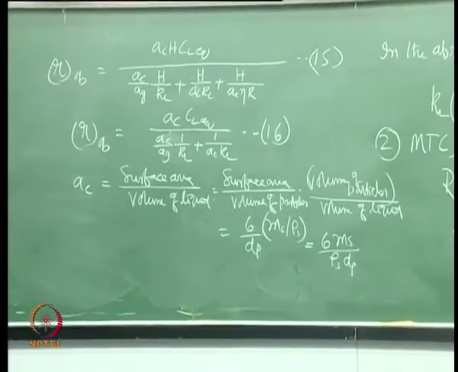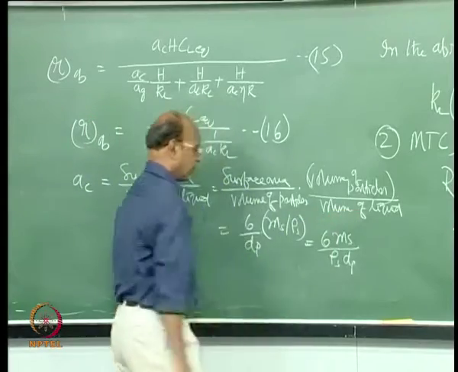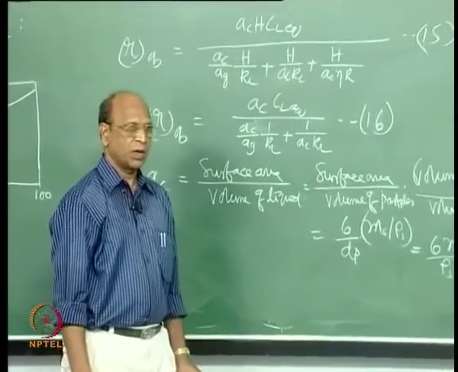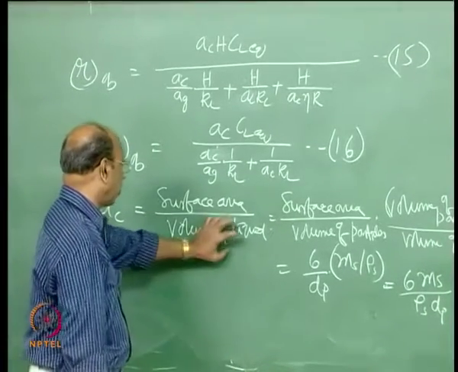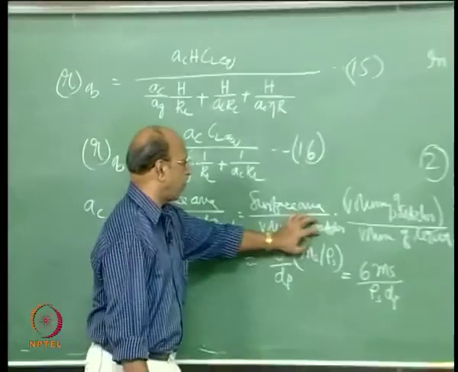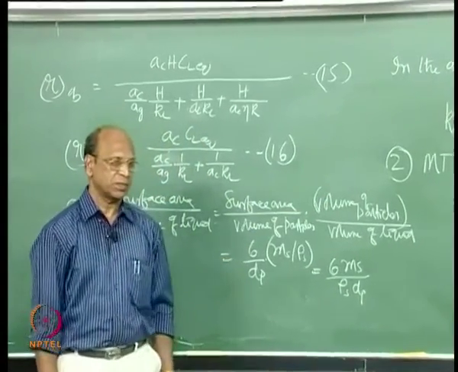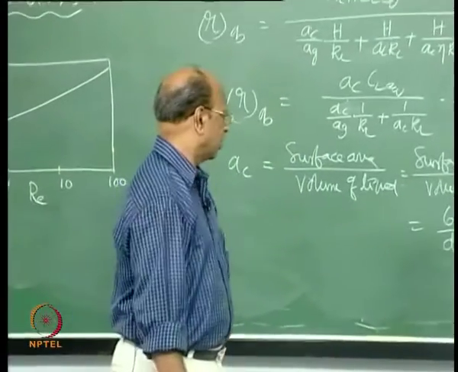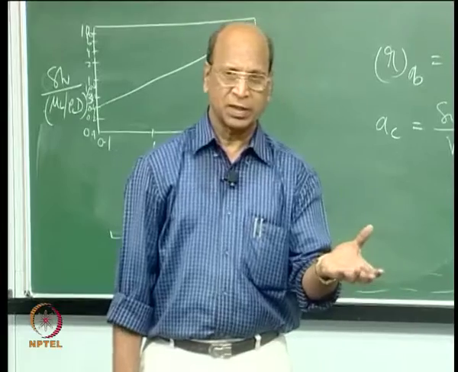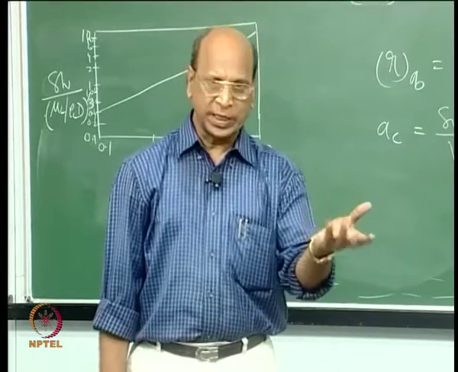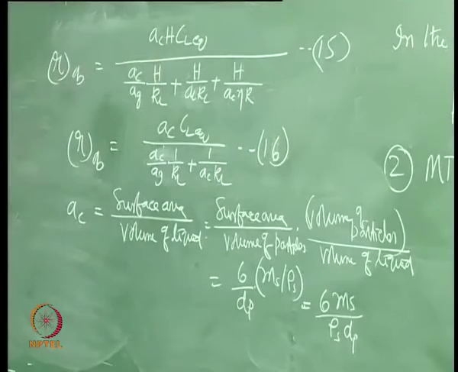This one is volume of liquid, right? We are not substituting that. That comes by definition. So, in between only we substituted volume of particles and volume of particles. This can get cancelled. Okay? So, that means if I know the total amount of solids I am taking, the total mass, if I know the density, if I know the diameter of the particle, I can calculate AC.